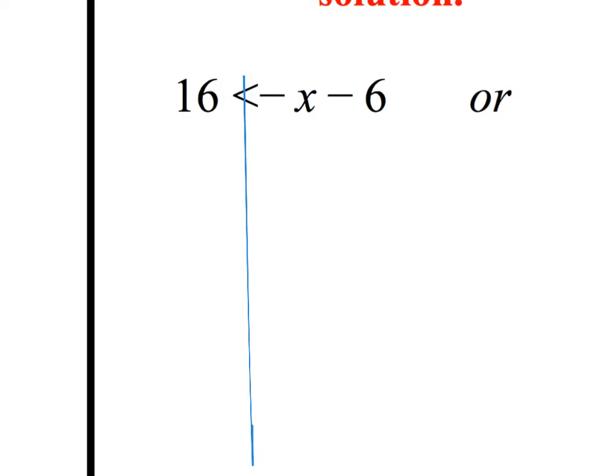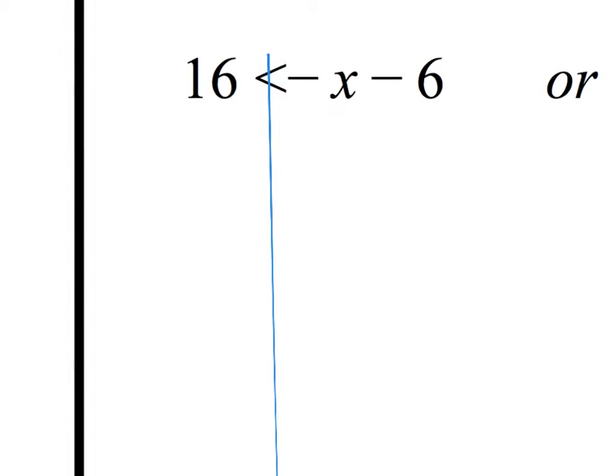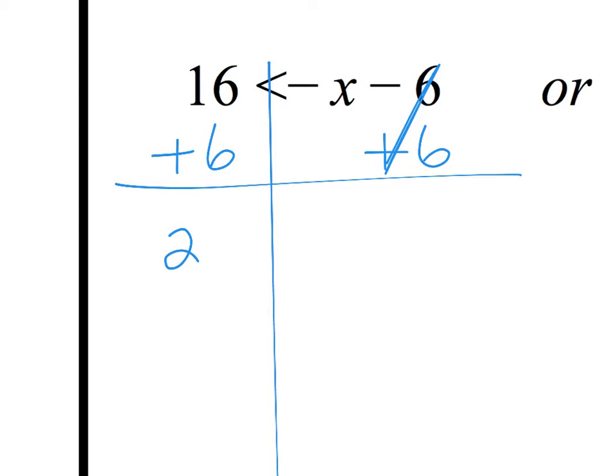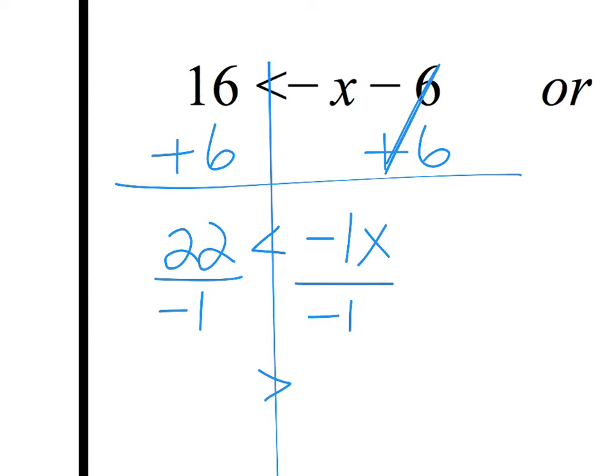And Ava, what should I do first to solve that inequality? Because it's being subtracted. So that would give me 22 is less than negative x, so negative 1x. Ryan, what next? You divide each side by negative 1x, or negative 1. And what happens when I divide by a negative 1? The sign switches. Right. So negative 22 is now greater than x.